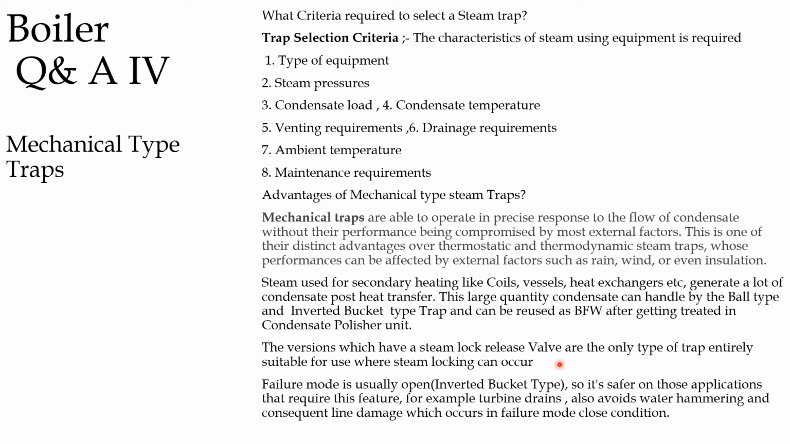The version which has a steam lock release valve is the only type of trap entirely suitable for use where steam locking can occur. The steam lock release system is provided in this ball type trap, which is used when there is a lock in steam. It will drill open and release the valve, releasing steam. Failure mode is normally open in the inverted bucket type, so it's safer in applications that require this feature. For example, a turbine drain, normally it is open, then you can take it for repair. It also avoids water hammering and consequent line damage, which occurs in the failure mode closed condition of the trap.